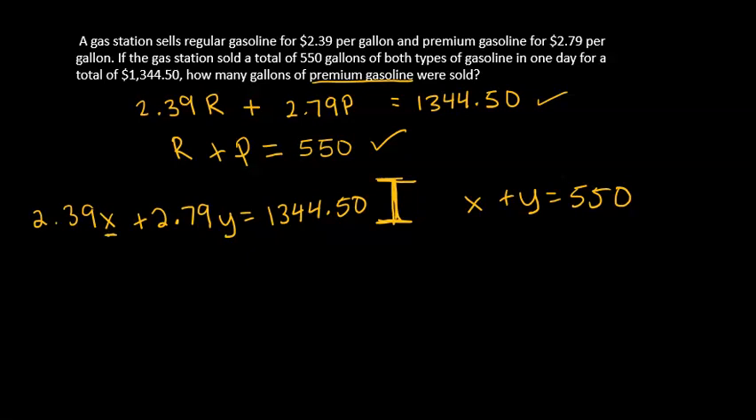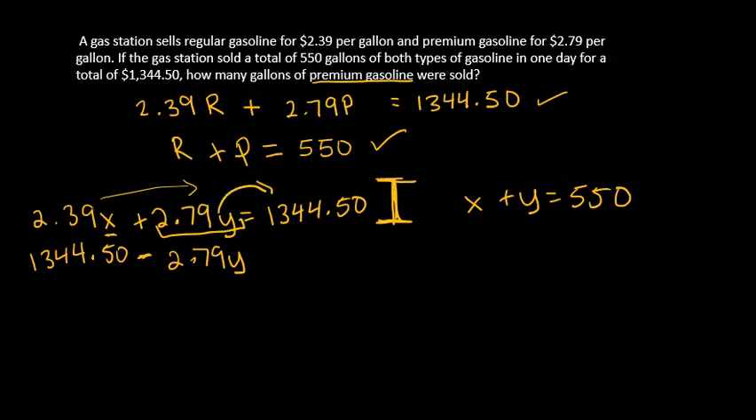How do I do that? Well, I move everything over to the other side of the equality symbol, all of it except the letter x. So what do I end up with? I end up with 1344.50 minus 2.79y. I just took the entire term and I just threw it over there on the other side with the negative sign. All right? And all over 2.39 equals x.